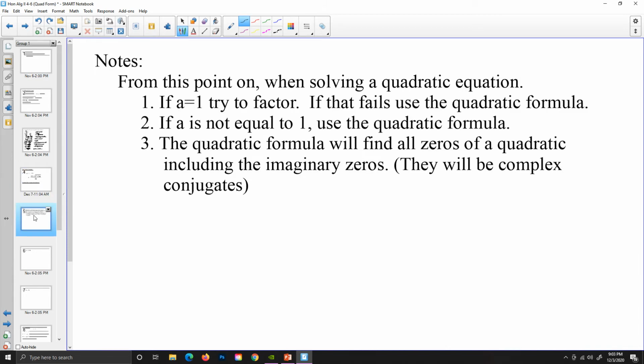From this point on, when solving a quadratic equation, if a is equal to 1, try and factor. If that fails, use the quadratic formula. If a is not equal to 1, we'll just use the quadratic formula, and then it'll just be quicker. The quadratic formula will find all of the zeros of a quadratic, including the imaginary zeros. Those imaginary zeros will be complex conjugates of each other.